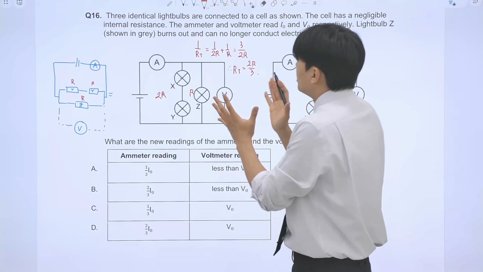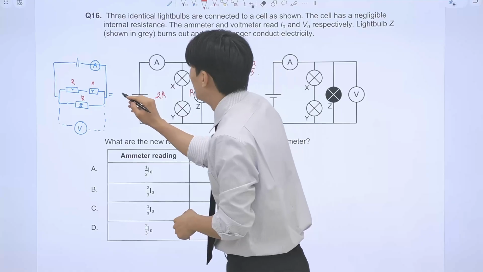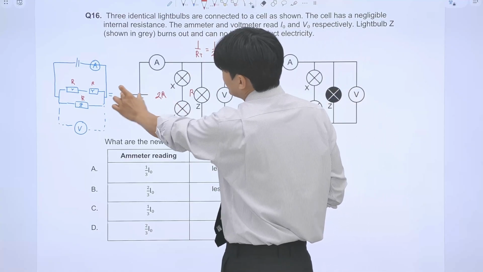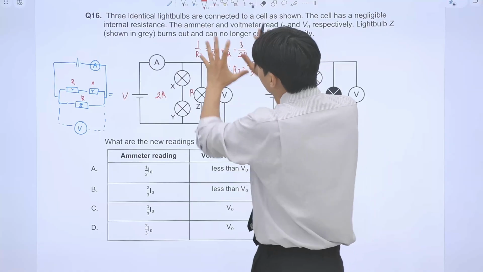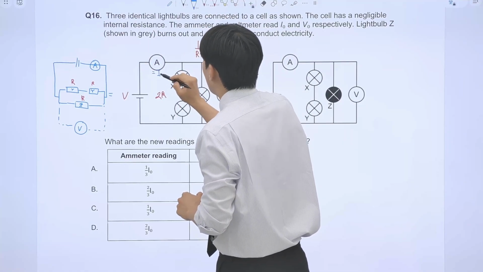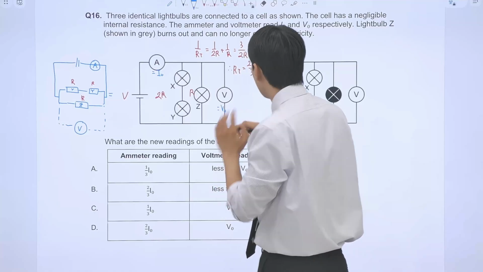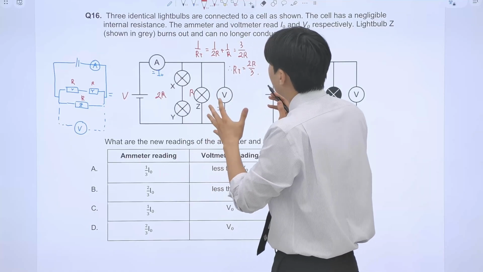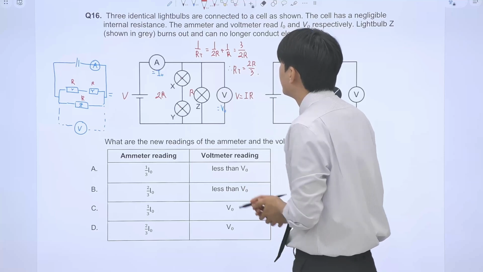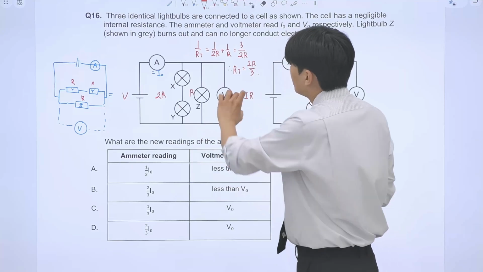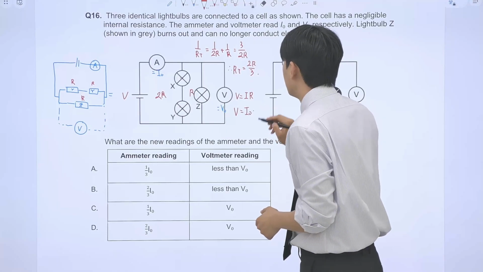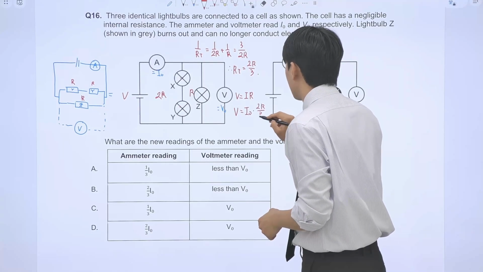So if we have that one, and then we have the voltmeter here, and the EMF, let's say, is V. In the first situation, they said the ammeter reading is I0 and the voltmeter reading is V0. Then using V equals IR, we can say that the total potential difference, which is the EMF, is I0 times the resistance, which is 2R over 3.